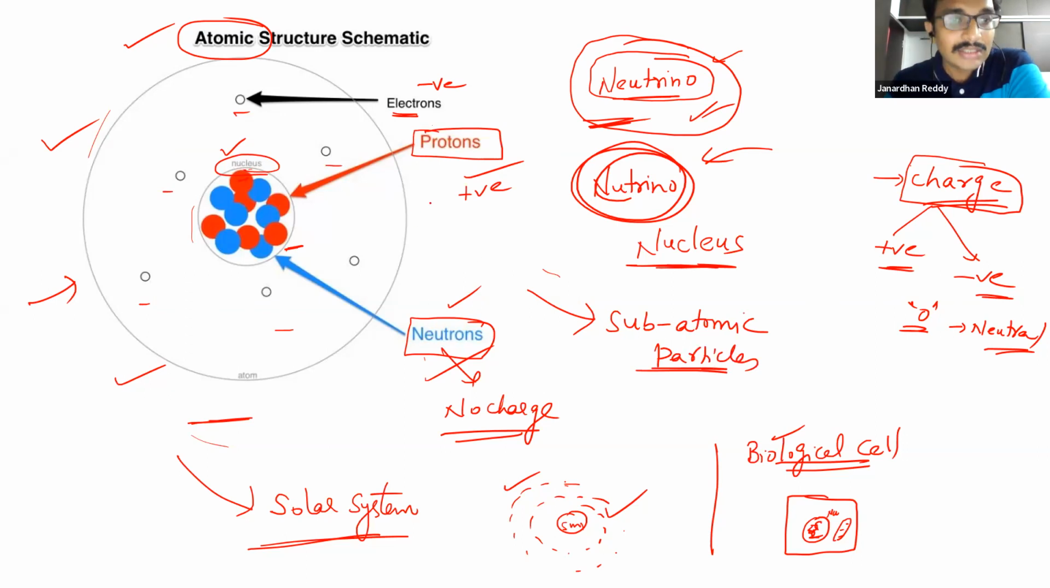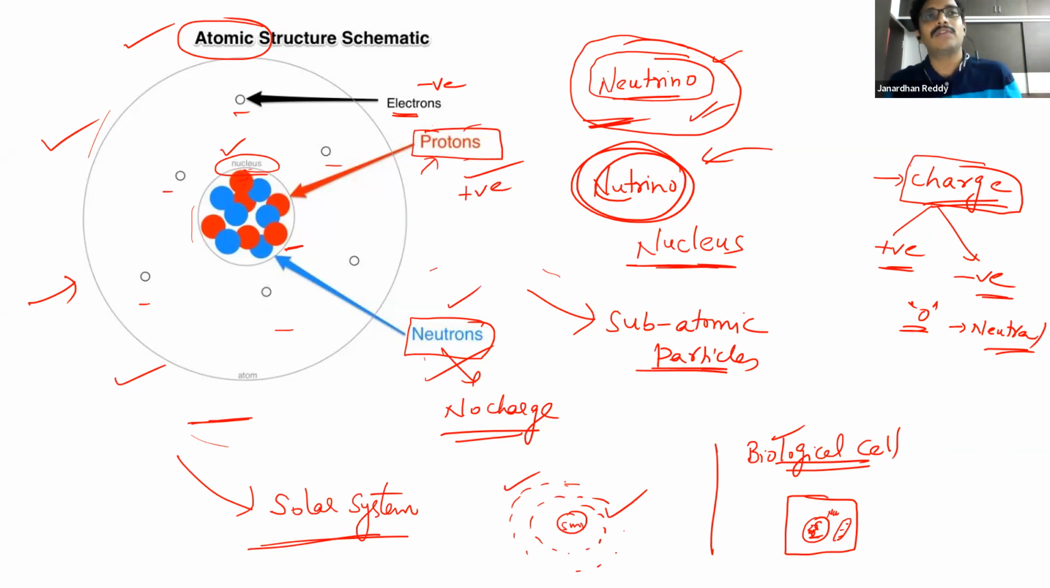But recent discoveries are saying that protons, electrons, all these things are made up of further things. See, what is inside the electron? Inside a water molecule, you have hydrogen, oxygen. Inside hydrogen, you have electrons, protons, and neutrons. What is inside neutrons? What is inside protons? We never thought of that.